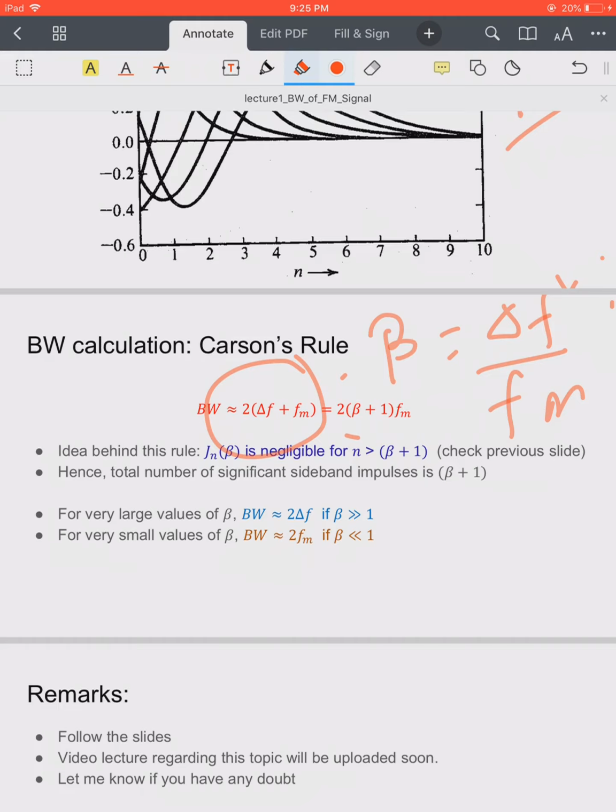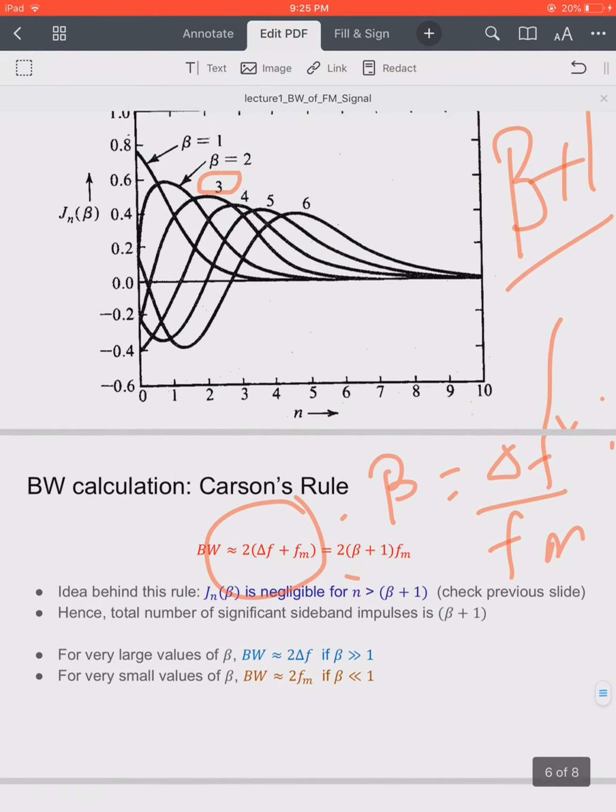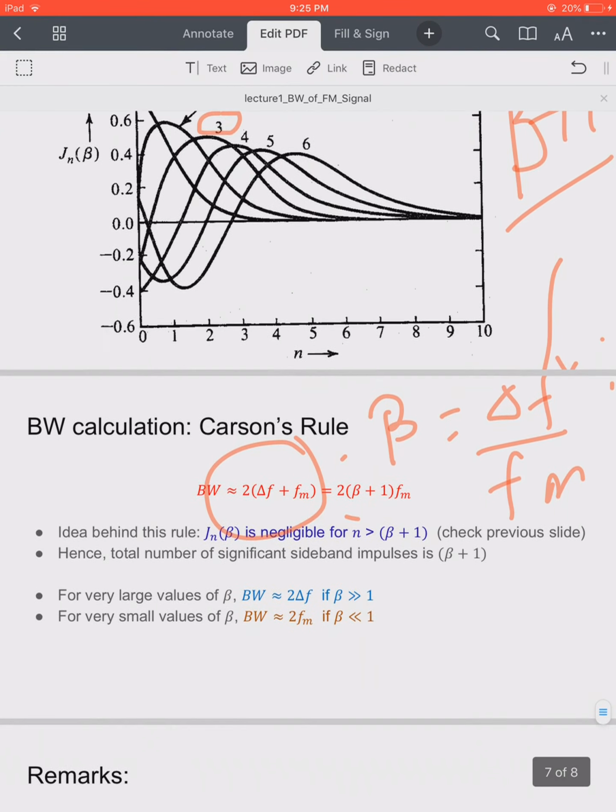The idea behind Carson's rule is very simple. Carson's rule is applied to approximate the bandwidth of an FM signal, right? And where does this idea come from? The idea simply comes from this graph. J_n(beta) is negligible for n greater than beta plus 1. Hence, the total number of significant sideband impulses will be beta plus 1, so the bandwidth will be 2 times (beta plus 1) times fm.